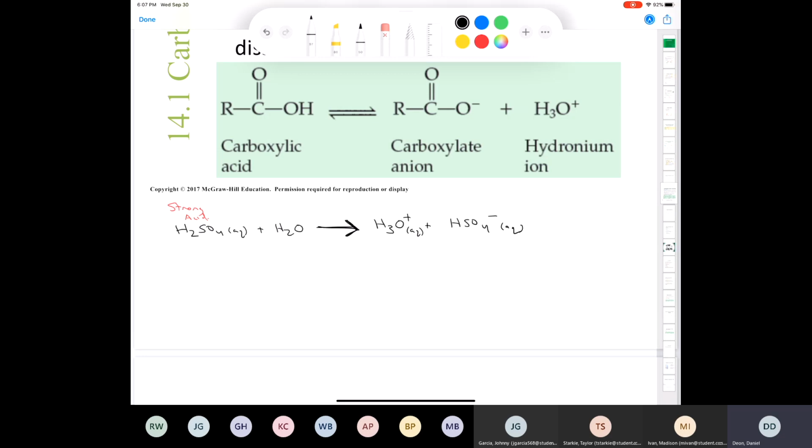Now, if we take a carboxylic acid, let's take acetic acid. It could be any carboxylic acid, but we'll just choose acetic acid. So there's acetic acid.